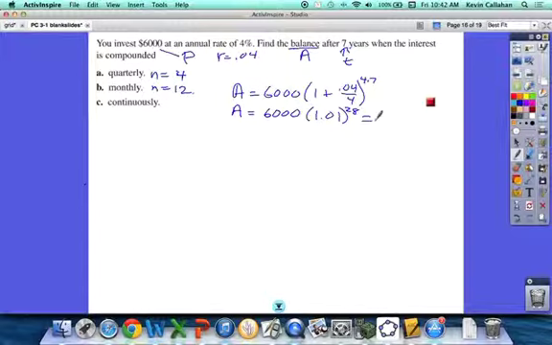And I'm going to just do it in this calculator, clear. 6,000 times 1.01 raised to the 28th. 7,927. And how many decimal places do you think I should show? It's money, right? So probably going to do 2. 74 is 0.745, so that becomes 0.75.